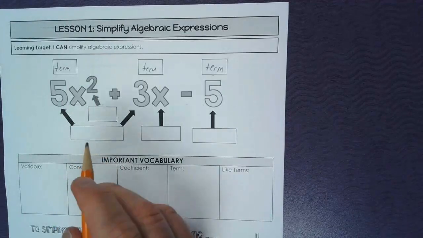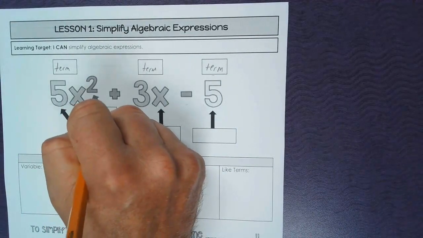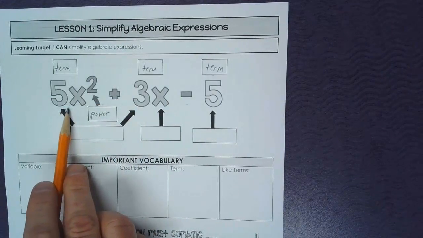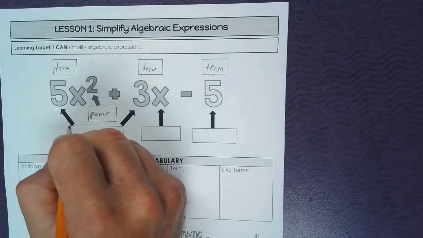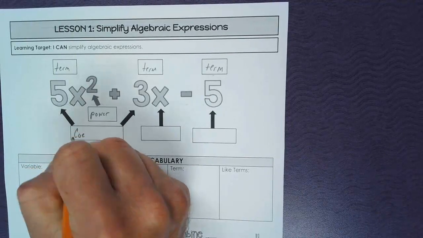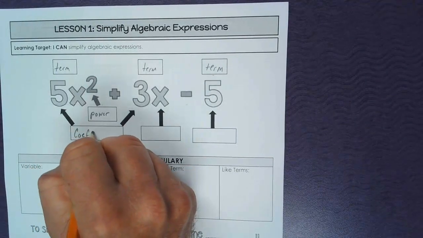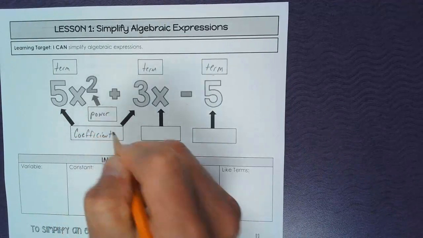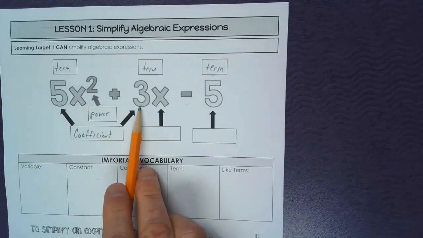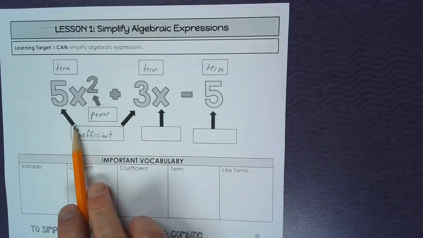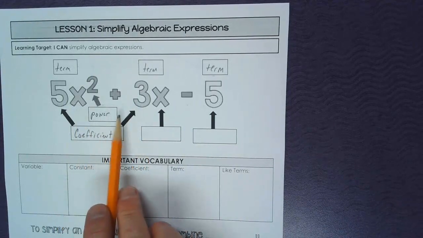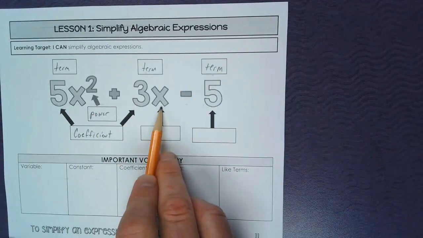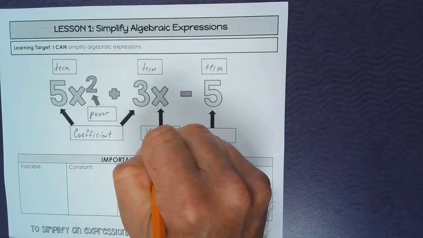The little 2, that's the power or exponent. The 5 next to the variable is called, make sure you get this spelled right, coefficient. So also a coefficient is the 3. You see the arrows pointing to the 3 also because it has a variable next to it. So this box, the x is the variable.